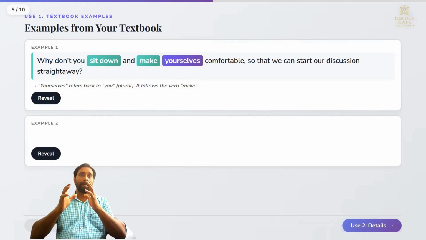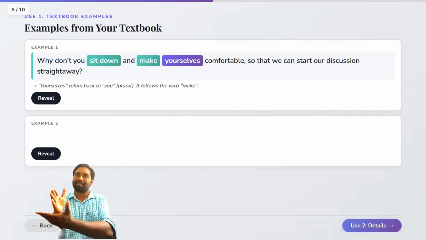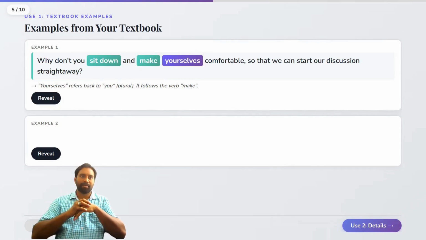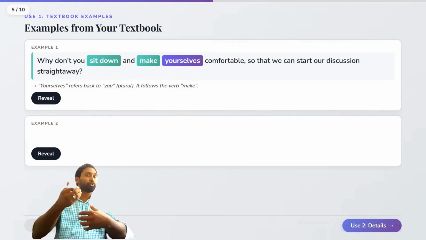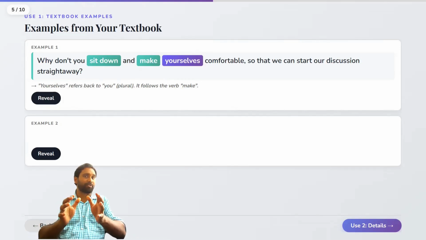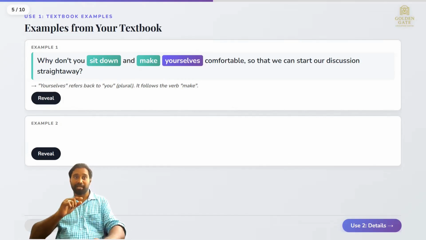Right after the verb make. You make yourselves comfortable. The action of making comfortable reflects back to you, the same set of people. Clear? Let's check the second example.